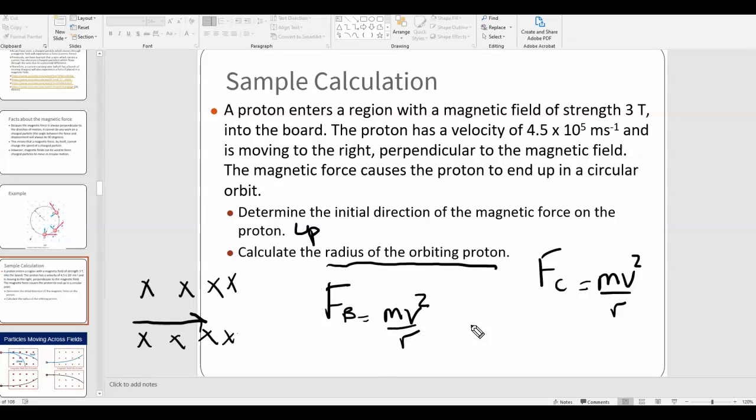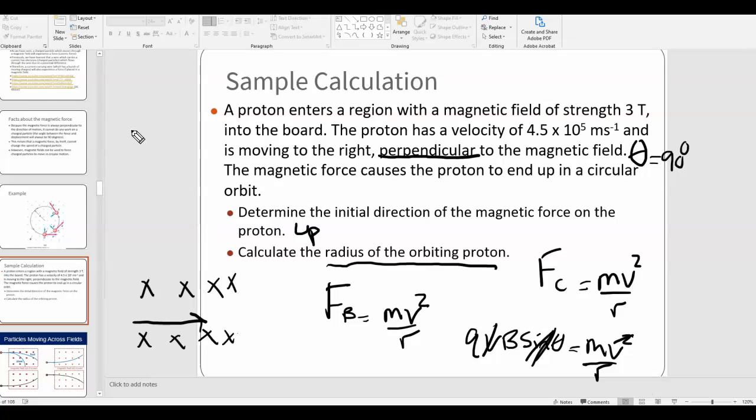If I plug in the equation for Fb, we have qvB sine theta equals mv squared over r. Because the proton initially has a velocity perpendicular to the field, that means theta is initially 90 degrees. Sine 90 is 1, so we don't even need to worry about that. Also notice there's a v on the left and a v squared on the right, and so one of those v's is going to go away. And so what we end up with is an equation for the radius. If we rearrange this and solve for r by itself, we get, sorry, let me correct that, mv divided by qB.